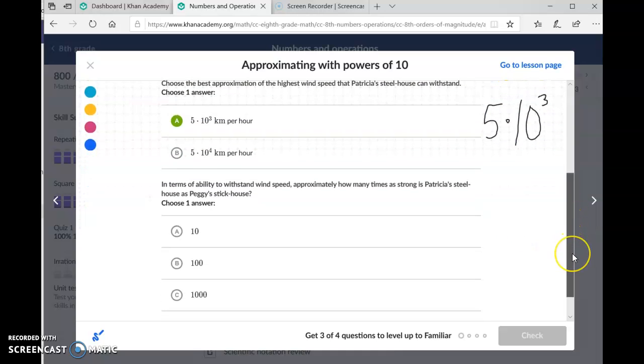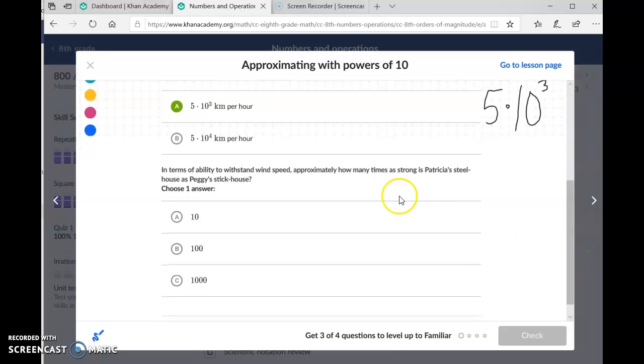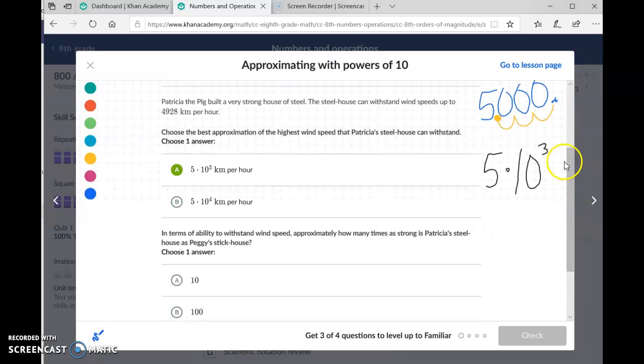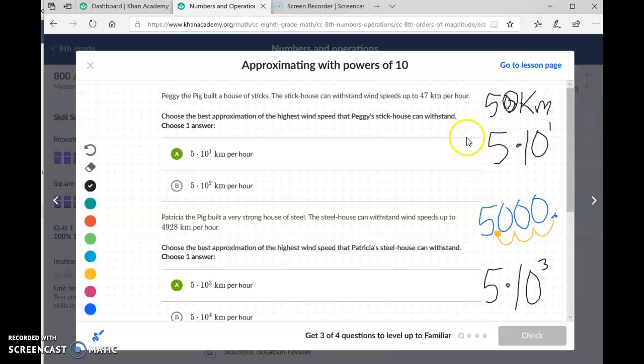In terms of ability to withstand wind speed, approximately how many times as strong is Patricia's steel house as Peggy's stick house? So basically we're taking this right here. This is Patricia's, and we are comparing it to Peggy's stick house. And then this is Peggy's.